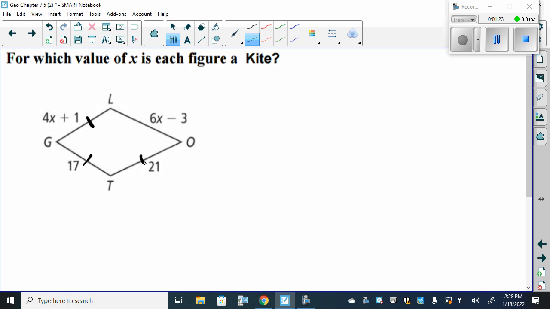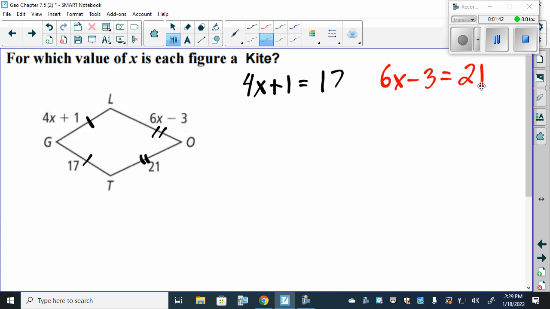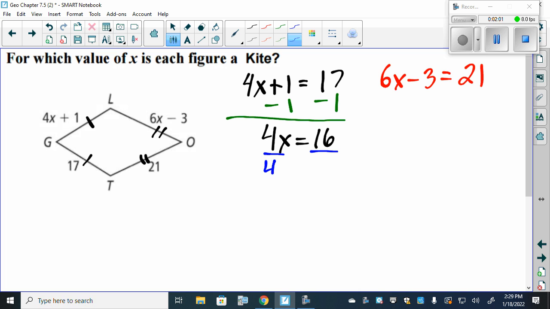So that means 21 is going to be congruent with the 6x minus 3. So if I want to solve for the value of x, well, we can set 4x plus 1 equal to 17, and we can also set 6x minus 3 equal to 21. We'll go on and solve it. So we'd subtract 1 from both sides here, telling us that 4x is equal to 16. Then we would divide both sides by 4.